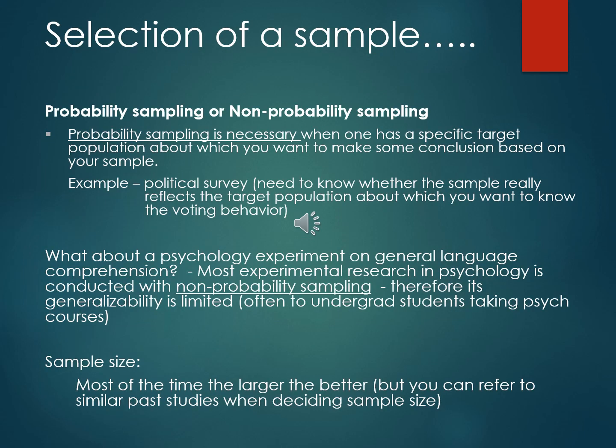Even though probability sampling to produce a representative sample is desired in many cases, in an experiment your focus is not so much on external validity. You're more concerned about internal validity. Therefore, experiments are often conducted with a convenience sample, which is actually not a probability sample. The sample size should be as large as possible, but you can look at past similar studies to make some guess about the size of the sample that's required.